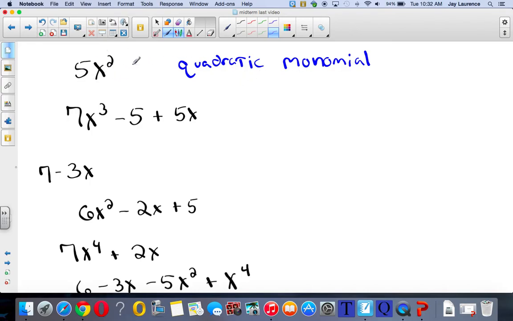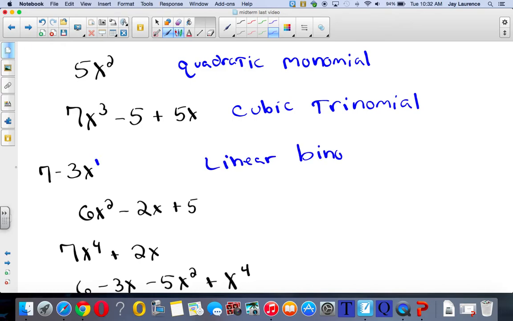This is quadratic monomial. All right, this one here, the highest exponent is 3. That makes it cubic. All right, there's 3 terms. It's a trinomial. It's a cubic trinomial. All right, this one here, the highest exponent on x is 1. So this is linear. This is a linear binomial. All right, this one here, highest exponent is 2. Makes it quadratic.